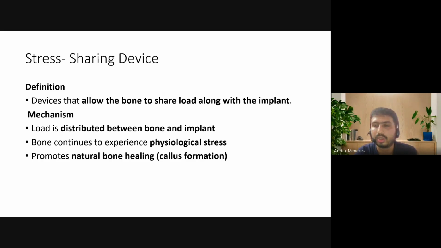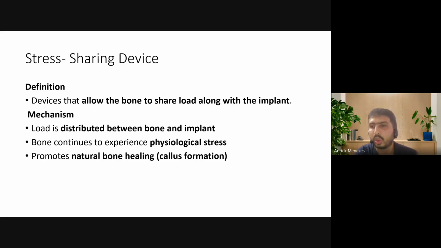Sorry, yeah, just devices that allow the bone to share the load with the implant. That is the thing. Sharing means the bone is taking some load along with your implant. That is very important. Whereas in stress shielding, one more thing, the entire load is taken by the implant or the fixator that is being used.